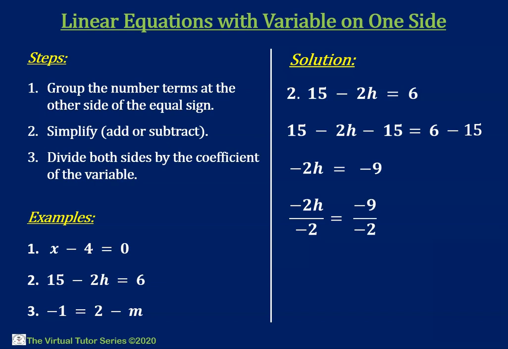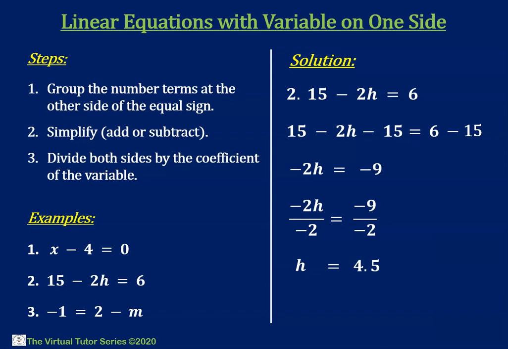-2 and -2 cancel out. So we have h on the left-hand side. And on the right-hand side, we have -9 divided by -2 to be 4.5. Therefore, the truth set is the set containing the elements h for which the equality h = 4.5 is true.